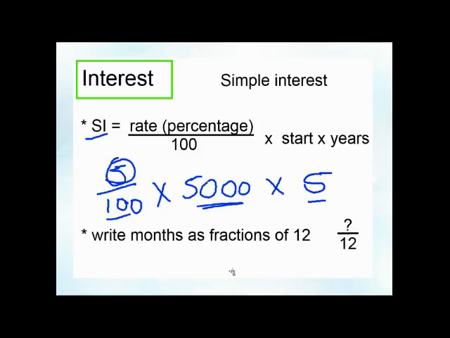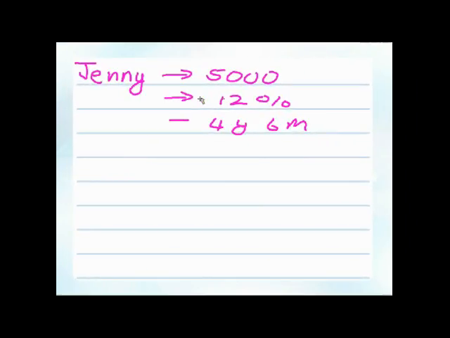Now, what if they give you not just 5 years, what if they said 5 years and 6 months? Okay, months, because there's 12 months in a year, we just write that as a fraction. So if it was 6 months, it would be 6 over 12. If it was 10 months, it would be 10 over 12. And you multiply it exactly the same as with the years. So let's just do this one example.